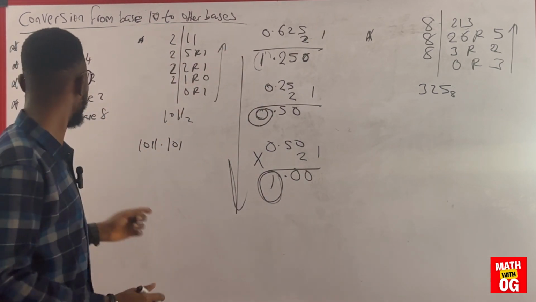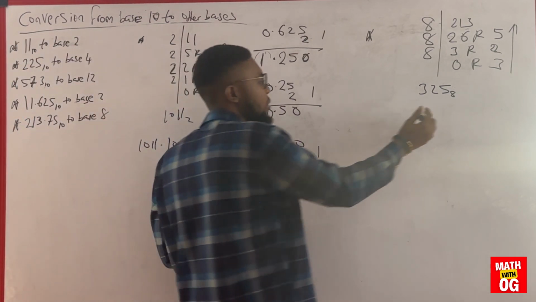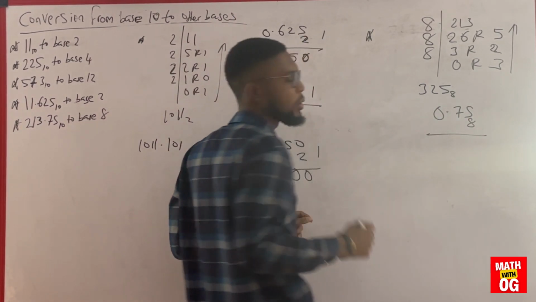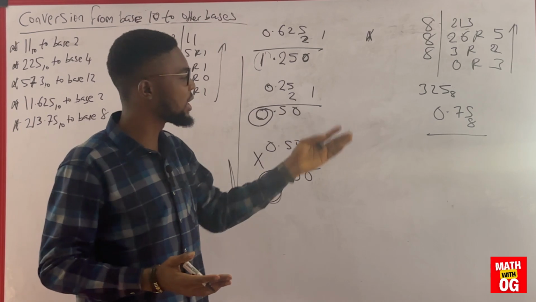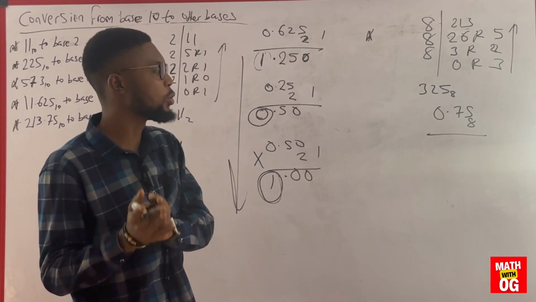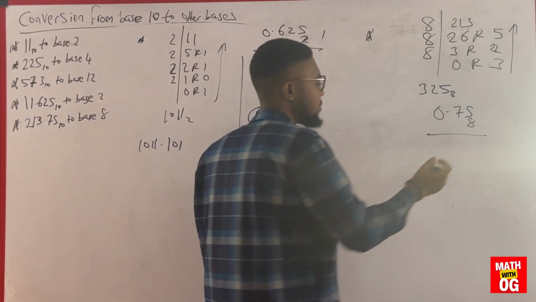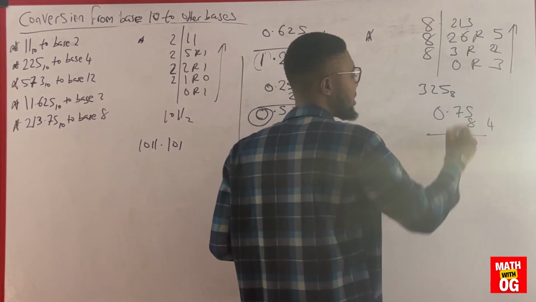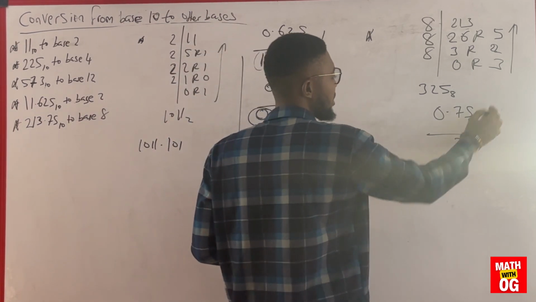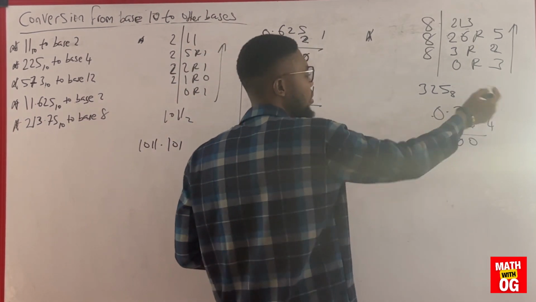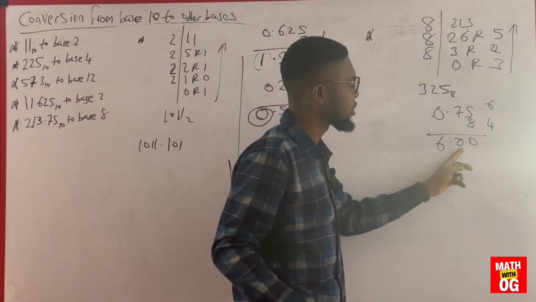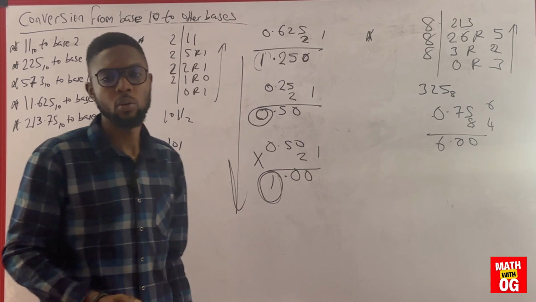Now for the fractional part, I have 0.75 multiplied by 8. Remember continuous multiplication till you get to 0 or till you get to 0.00. So 8 times 5 is 40, put down 0, carry 4. 8 times 7 is 56. 56 plus 4 is 60, put down 0, carry 6. 8 times 0 is 0, plus 6, you have 6. Now this fractional part is 0, so we are done.